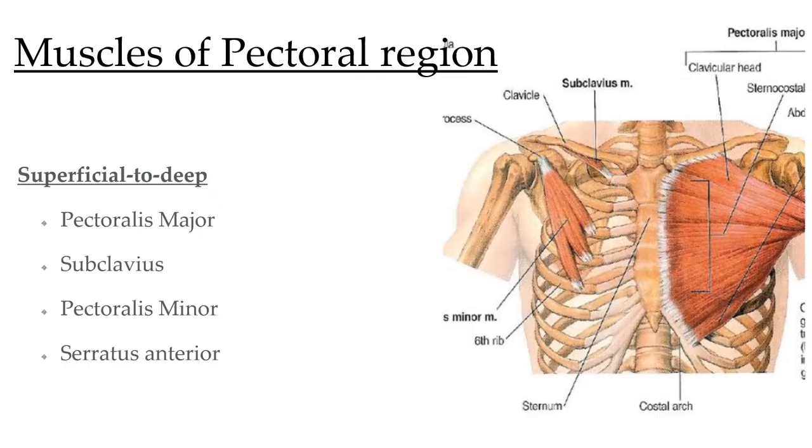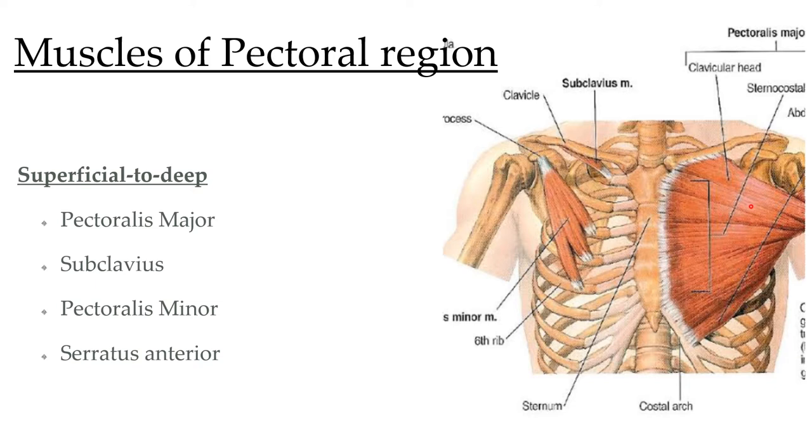Muscles of the pectoral region. There are four muscles present in the pectoral region. From superficial to deep, they are pectoralis major, deeper to which we have subclavius and pectoralis minor. Amongst these, as we can see in the illustration on the right side, this is pectoralis major.